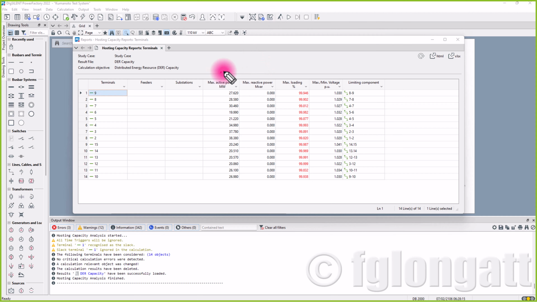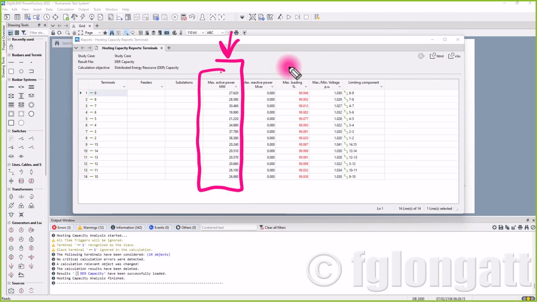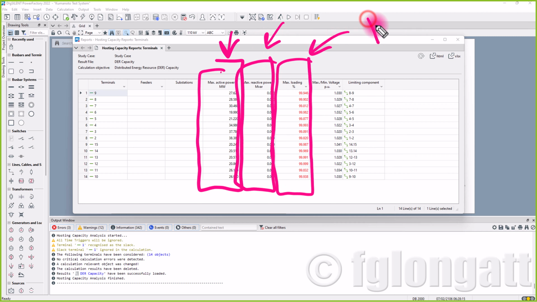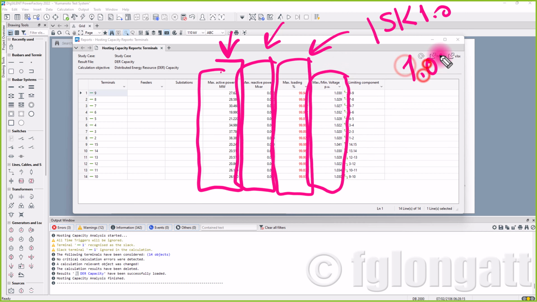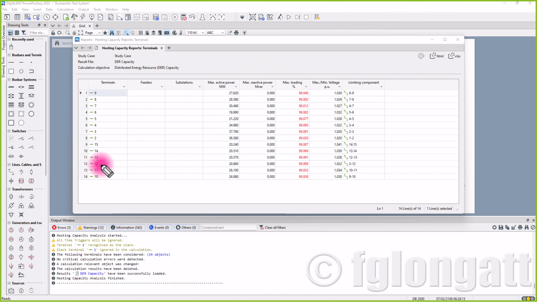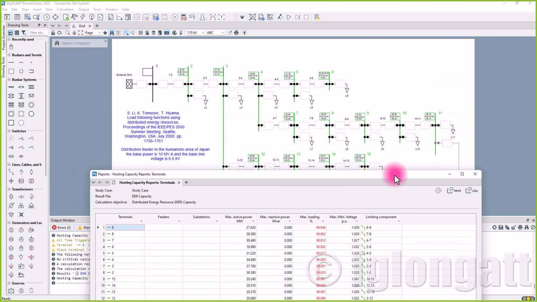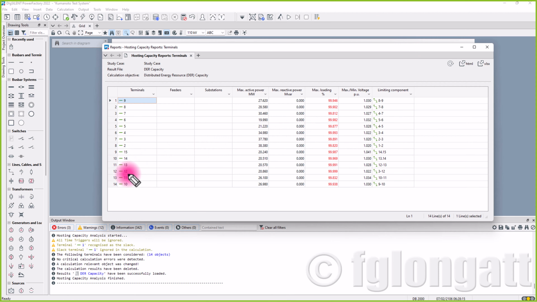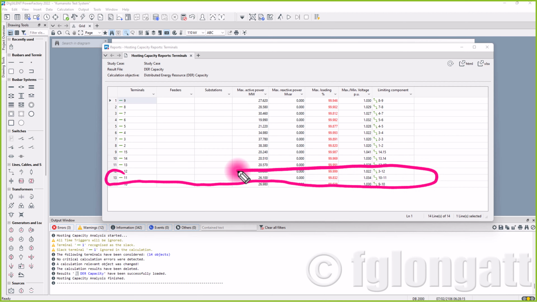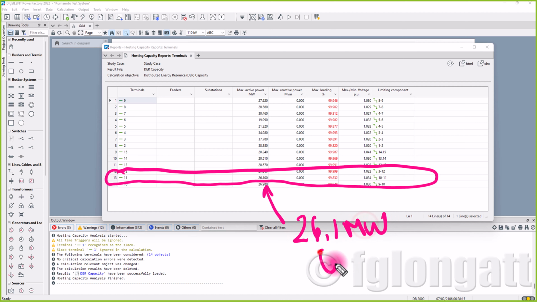Look what PowerFactory is showing me: the maximum active power that we can use, the maximum reactive power, the maximum loading. Remember that the loading must be below one per unit. And you can also see the voltages. All the voltages are constrained below 1.05. That means that if we want to install a PV system in busbar number 11, the maximum distributed energy resource that we can install there is 26.1 megawatts, 0 MVAr.